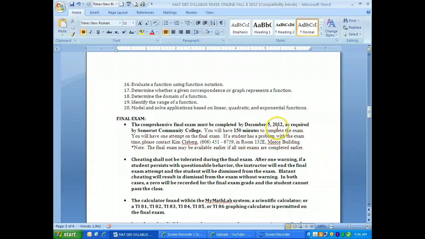December the 5th is the last day to take the final exam. It is a proctored final exam. You must take it at your local community college. You must make arrangements with them and send the information to me. The final exam is 2.5 hours. That should be enough time to complete the final exam.